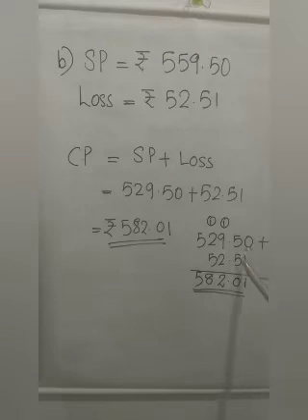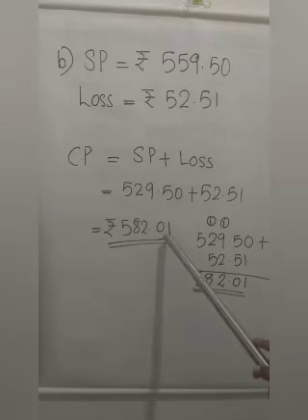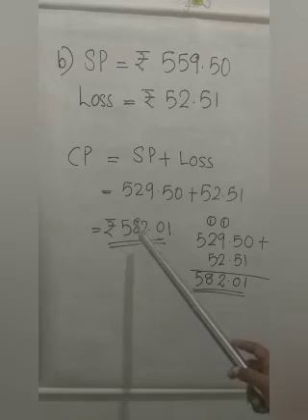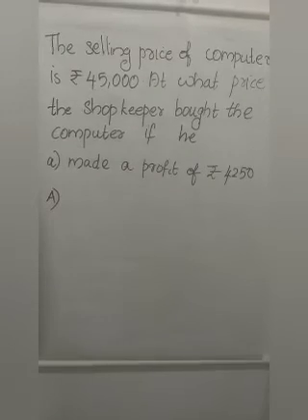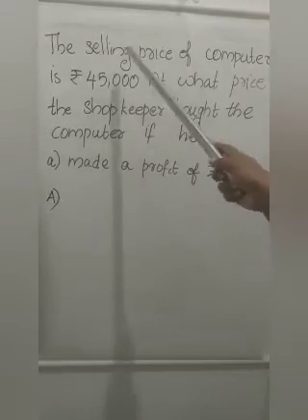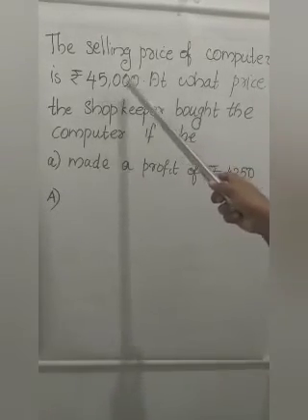1 here, 5 plus 5, 10, 0 here, carry over. 9 plus 2, 11 plus 1, 12. Carry over again. 5 plus 2, 7 plus 1, 8, 5. So what is the answer here? Rupees 582.01. So the cost price is rupees 582.01.